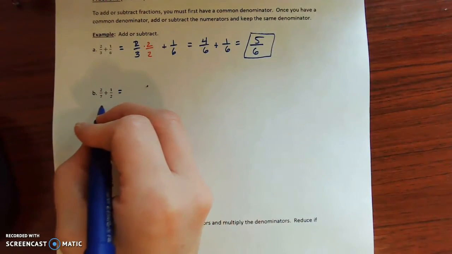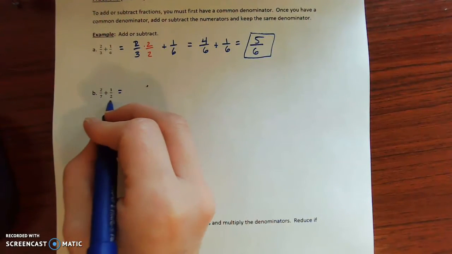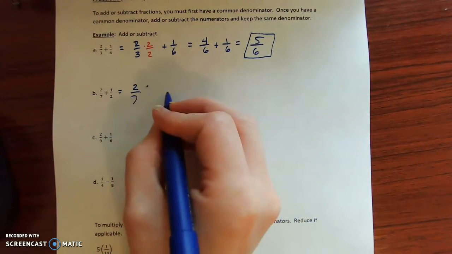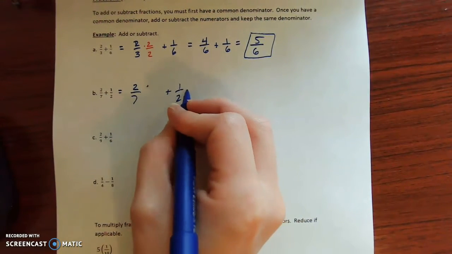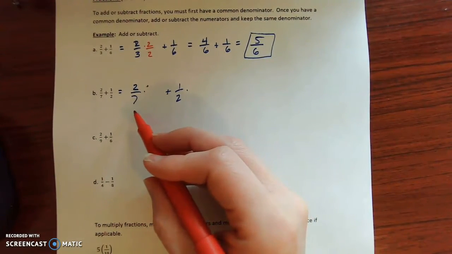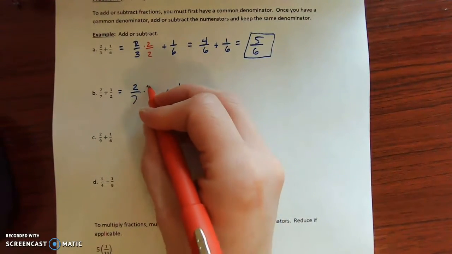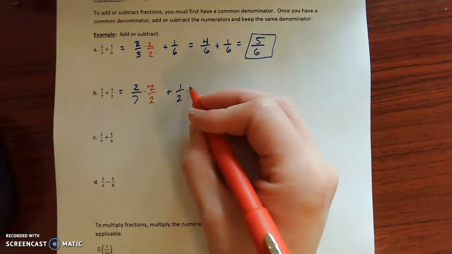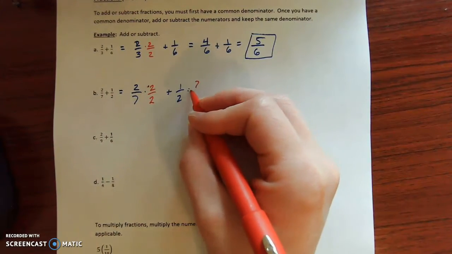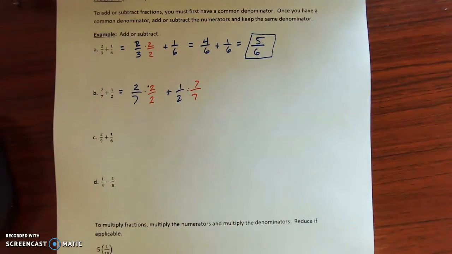All right, so for this one, 2/7 plus 1/2. First, find the LCD. The least common multiple of 7 and 2 is 14. So you want to get both of these to have a denominator of 14. Which should I multiply 7 by to get 14? I should multiply by 2, so multiply by 2 over 2. What should we multiply 2 by to get a denominator of 14? In this case, 7, so we'll multiply by 7 over 7.